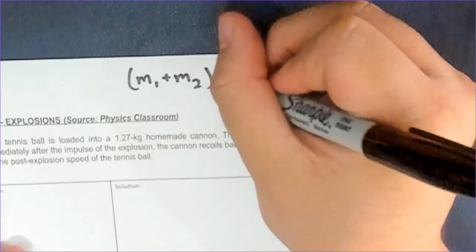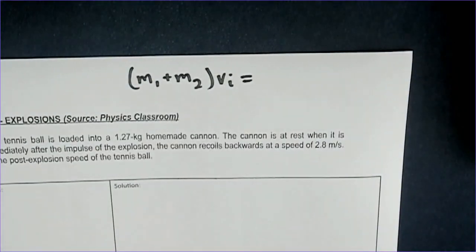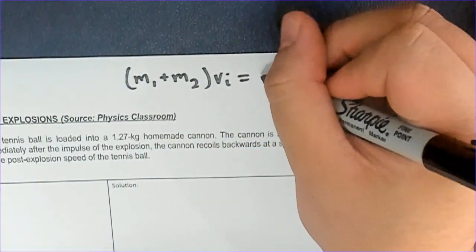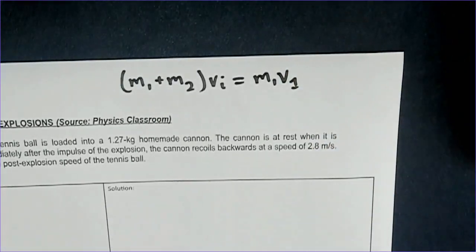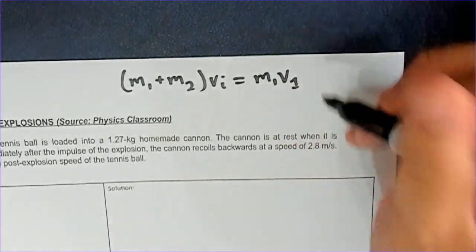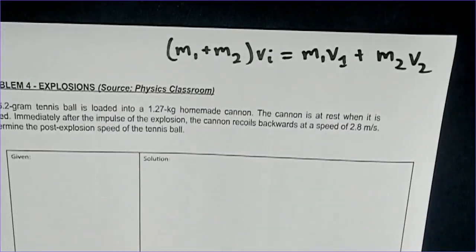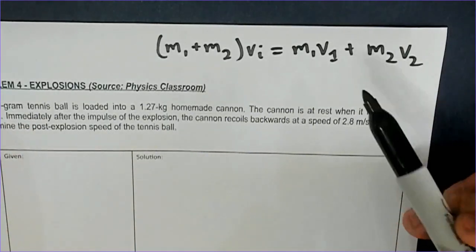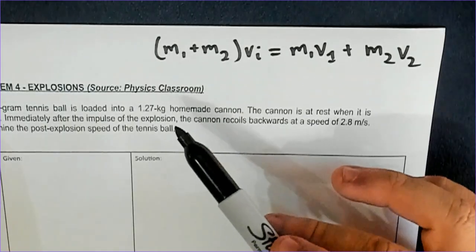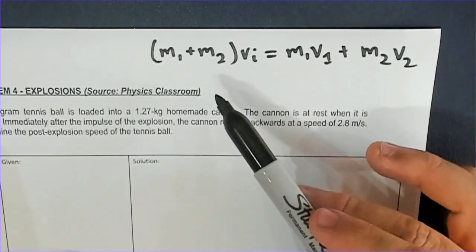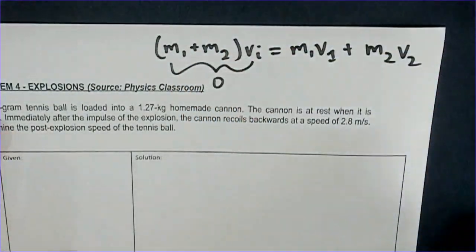(M1 + M2) times Vi is equal to M1 V1 plus M2 V2. In this case, again, all of the masses are initially combined. They go at the same velocity, whatever it is, and then they will explode, meaning that the velocities will go their separate ways, the masses will go separate ways, and that will be that.